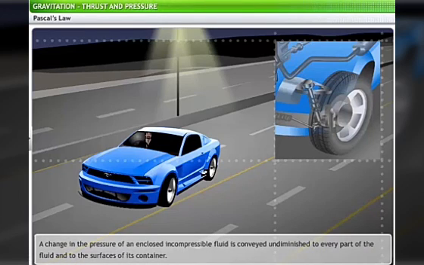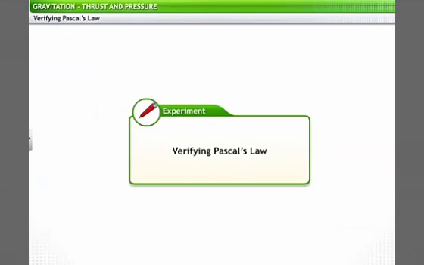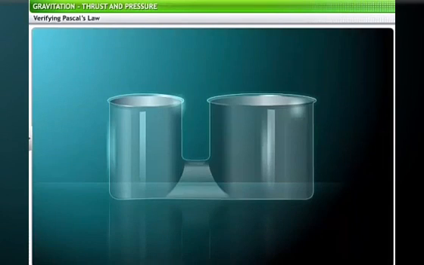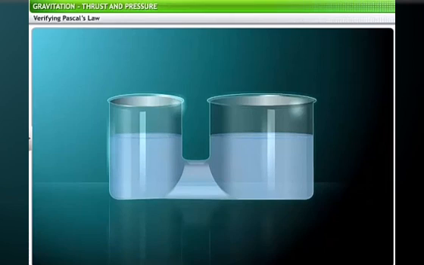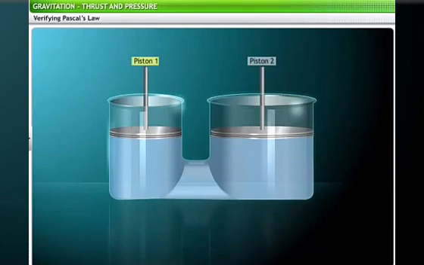Pascal's law states that a change in the pressure of an enclosed incompressible fluid is conveyed undiminished to every part of the fluid and to the surfaces of its container. Let's conduct an experiment to verify Pascal's law. We take a container with two openings of unequal cross-sectional areas. We fill this container with water and then close the openings with airtight pistons, 1 and 2. Then we push piston 1 inwards.